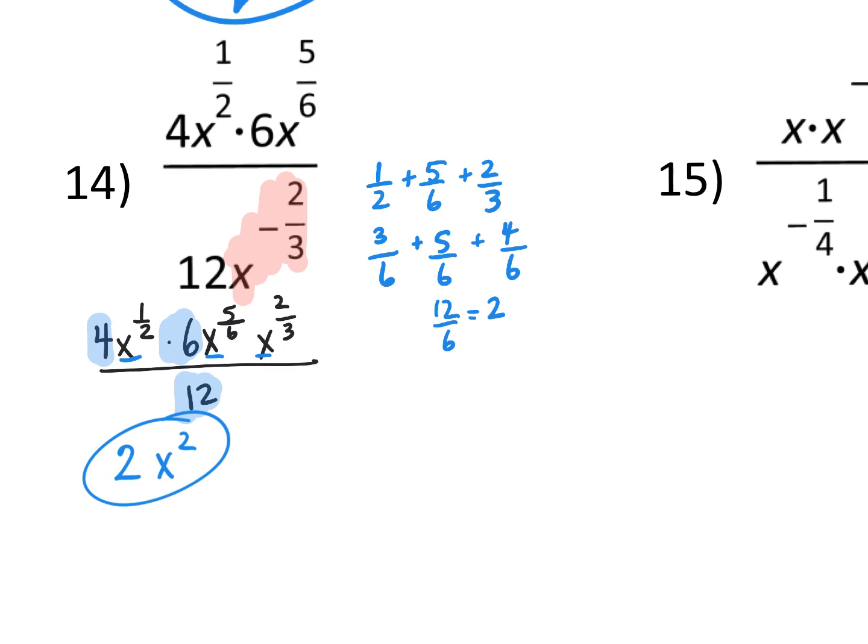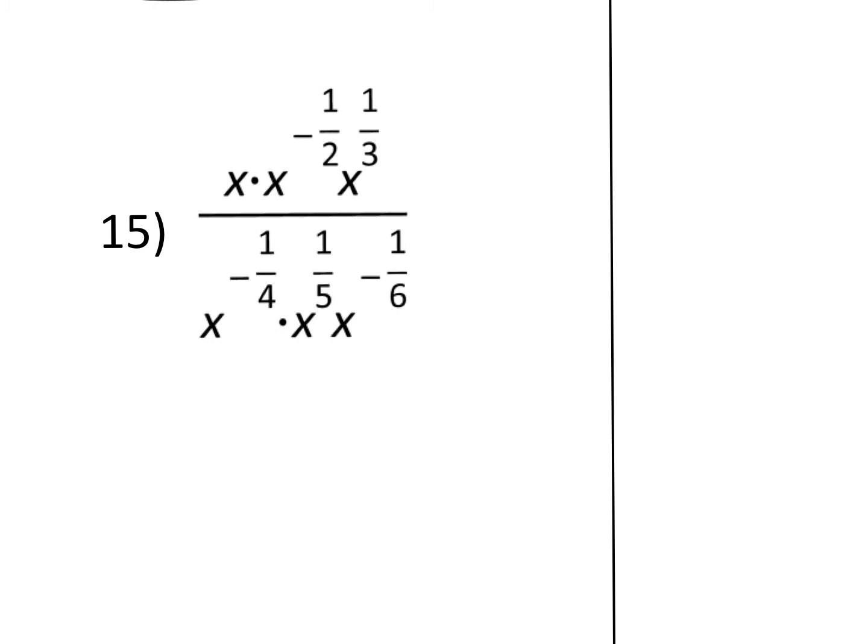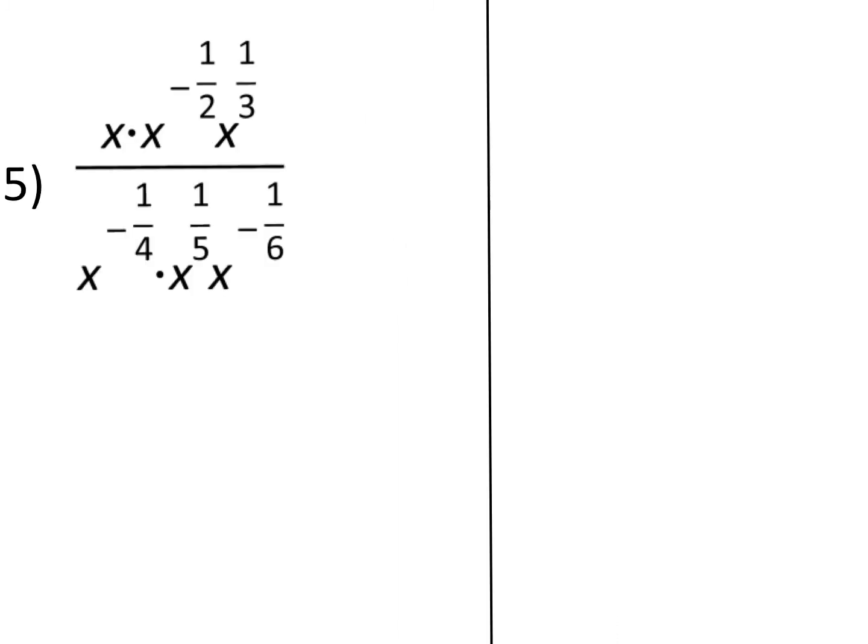Okay, one more example, number 15. Oof, yuck. Oh, we shouldn't actually have that attitude. We just want to take it like we always do, identify the things that are negative first. So I've got 3 exponents that need to move. Everything else will remain where it's at.